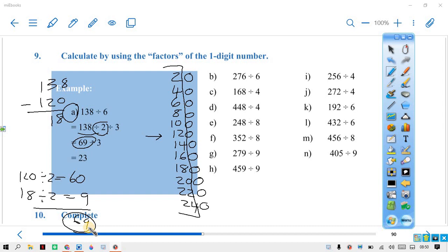I'm going to explain it one more time, okay? We were dividing by 2, so we wrote out our 2 times tables over here, and then we added a 0 at the back. The closest number that we found was 120. So I said 120 divided by 2 is 60. Then we want to find out.